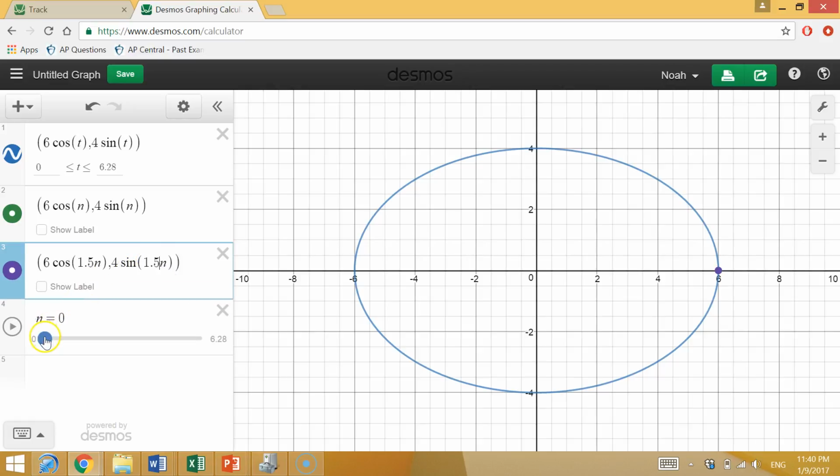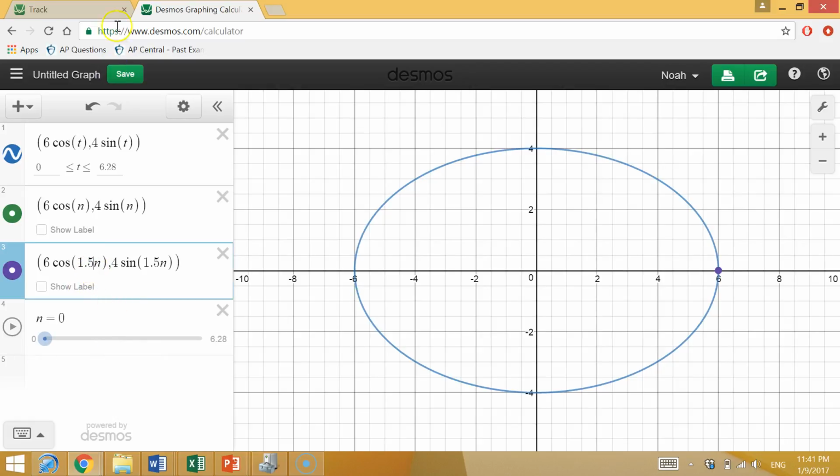So now what's happening is as I increase n, like when n is, I don't know, like 1, the green one is responding to 6 cosine of 1, 4 sine of 1. The purple is doing 6 cosine of 1.5, 4 sine of 1.5. So it's already a little bit further along the ellipse. That's the only thing I'm doing. So that's even still a little bit further ahead than I'd like it to be.